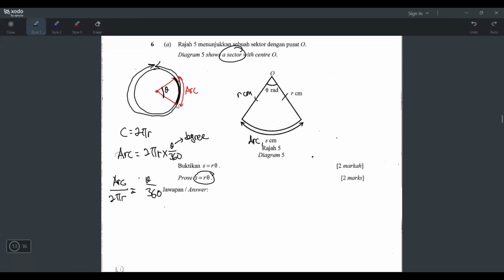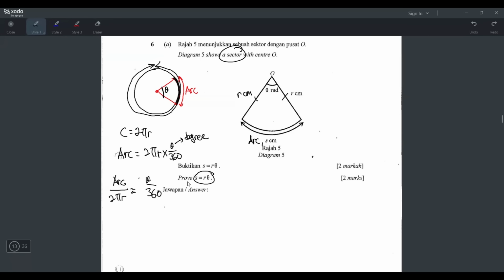Because arc is here, right? So this arc is only part of the circle, right? But if you take the ratio arc over the whole circle, the ratio will be the same with theta over 360. Maksudnya, this is your circle, this is your arc. So kalau you ambil arc per dengan the whole circle punya circumference, dia akan sama dengan angle over 360 because the arc is directly proportional to the angle, right? And if you pindah the 2 pi r, you will get back this formula. Understand, right? Okay, so this is the formula we learned in form 2 Mathematics.